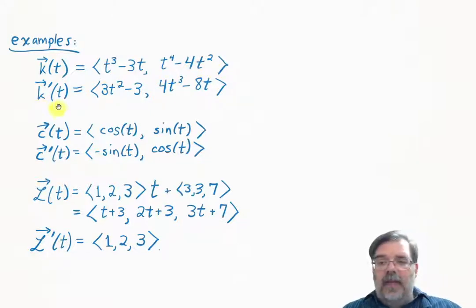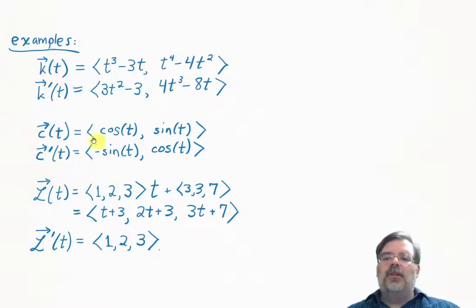Well, the derivative, k prime of t. One more time. The derivative of t cubed is equal to 3t squared. The derivative of minus 3t, that's minus 3. The derivative of t to the fourth is 4 times t cubed. The derivative of minus 4t squared, that's minus 8t. Hopefully these derivative rules will come back to you if we do enough examples.